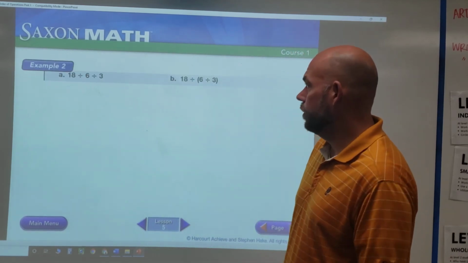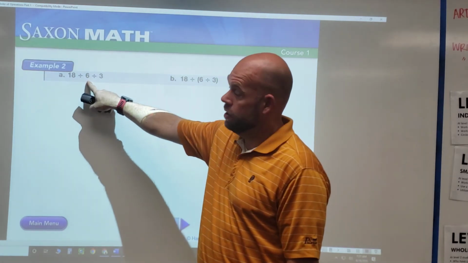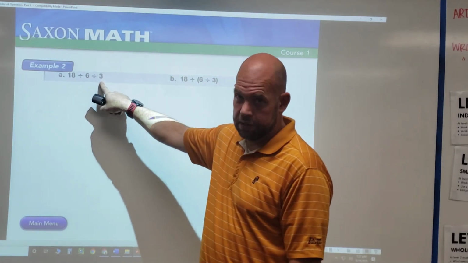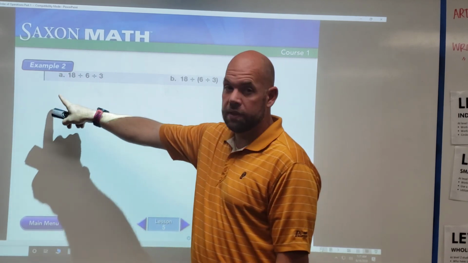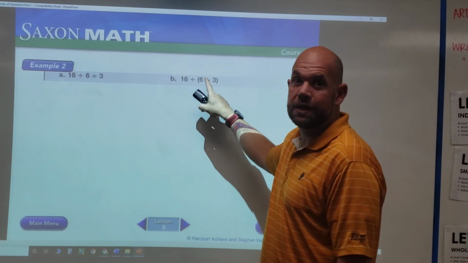All right, so here we're going to try the same thing. 18 divided by 6 is 3. 3 divided by 3 is 1. So our answer is 1. No parentheses, we just go left to right. On B, we have our parentheses, so we need to do that first.